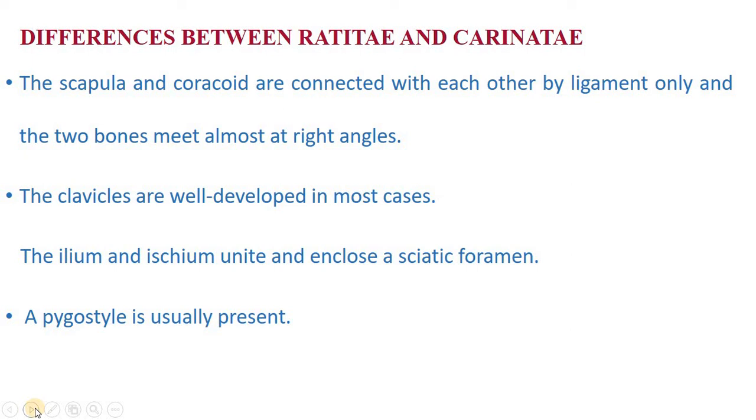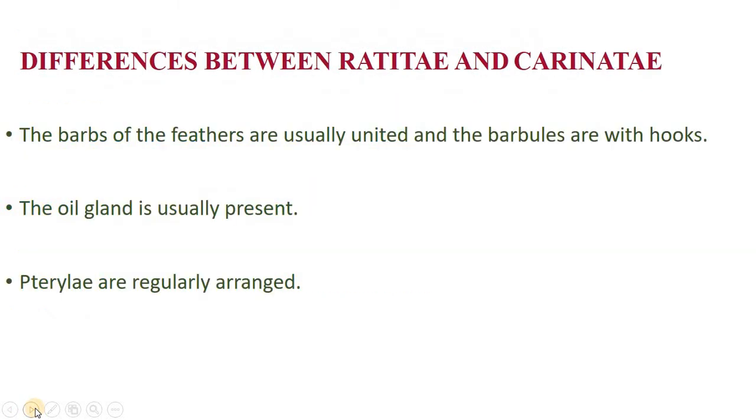The pygostyle is usually present. The pygostyle was absent in the Ratitae. Now here the pygostyle is present. And further characteristics: the Carinatae include small birds, very small birds, with a boat-shaped body. The barbs of the feathers are usually united and the barbules have hooks. The eye glands are usually present and pterylae are regularly arranged.